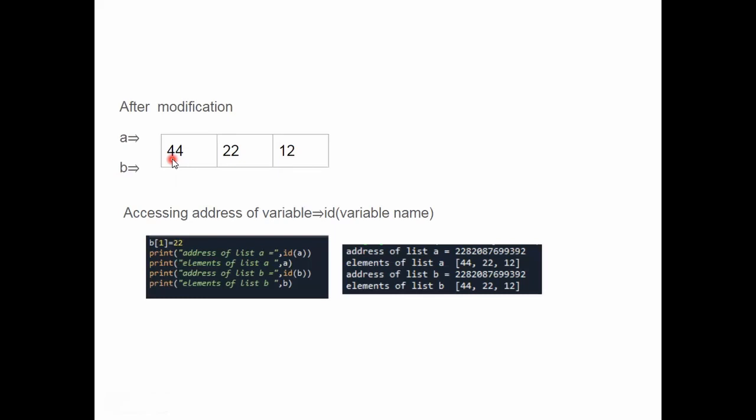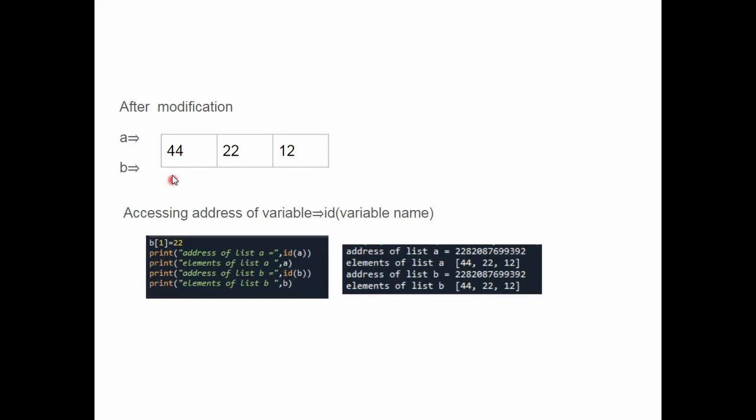Okay, so suppose the address of the mother is changed. The mother has changed her address; they started residing at some other house. So if the mother's address is changed, automatically the father's address is going to be changed. So here, if the element of b is changed, automatically the element of a is also going to be changed.